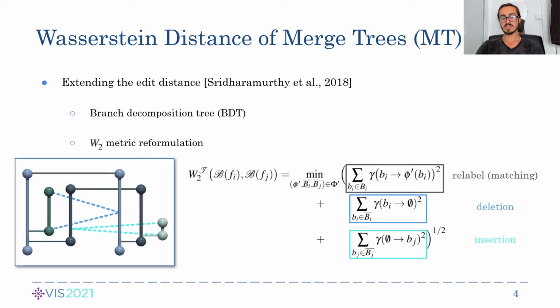Then we modify the formulation of the edit distance. The idea of the latter is to use edit operations such as relabel, deletion, and insertion to transform one tree to another. Each operation has a cost, and the edit distance aims to find the lowest total cost. We formulate the edit distance as the two passage-time distance between persistence diagrams. They then become equivalent. The only difference is that we have a smaller solution space because we use the structure of the tree to forbid some matchings.